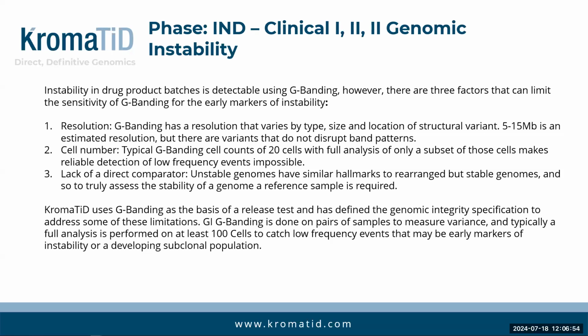And lack of a direct comparator. Unstable genomes have similar hallmarks to rearranged but stable genomes, and so to truly assess the stability of a genome, a reference sample is required. So KromaTiD uses G-banding as the basis of a release test and has defined the genomic integrity specification to address some of these limitations. GI G-banding is done on pairs of samples to measure variance, and typically a full analysis is performed on at least 100 cells to catch low frequency events that may be early markers of instability or a developing subclonal population.